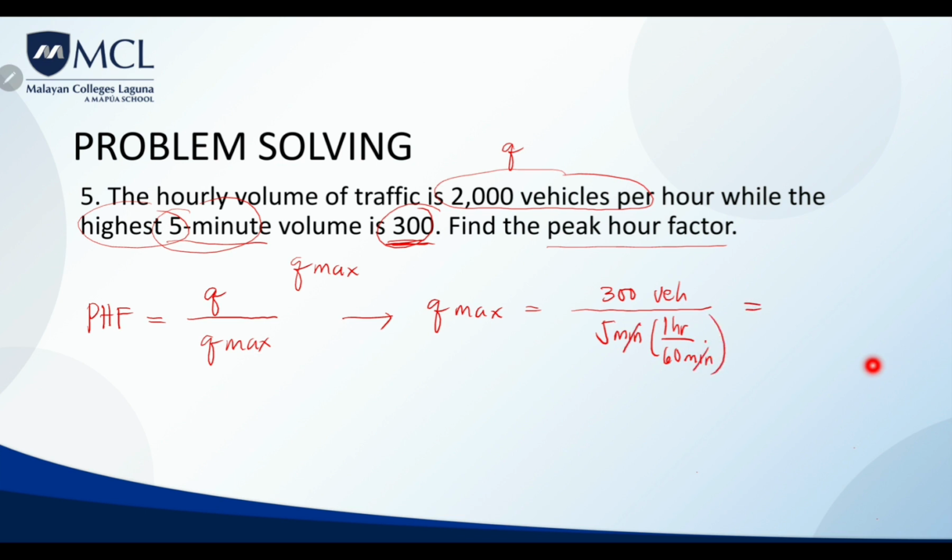So what will be the result? So we have 300 all over 5. So what's the answer? 3,600 vehicle per hour. And we will use that to find the peak hour factor. So peak hour factor is equal to Q over Q max.